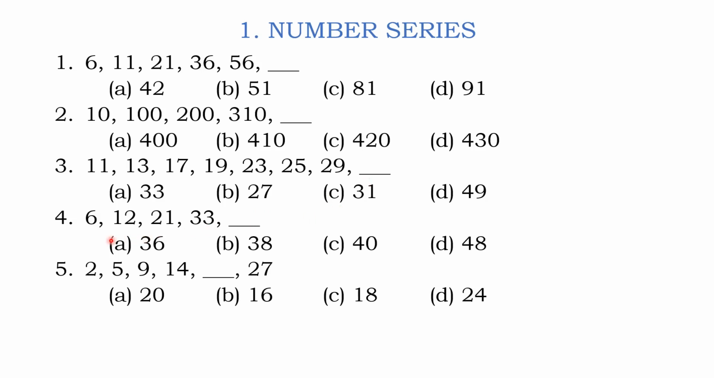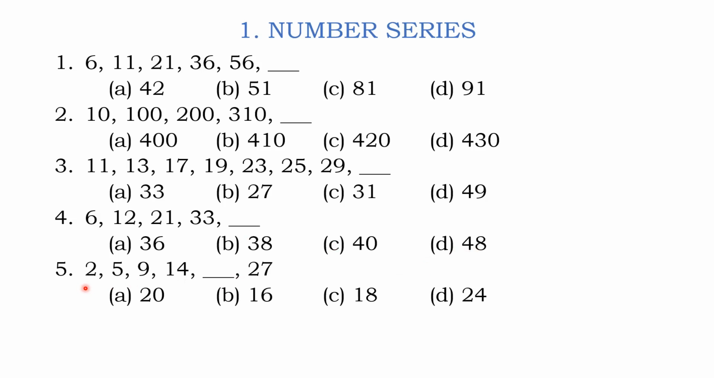And next problem: 6, 12, 21, 33, blank. Here if you observe, 6 and 12 differ by 6, 12 and 21 differ by 9, 21 and 33 differ by 12. So the next number should differ by 15. So 33 plus 15 is 48. So the answer is D.